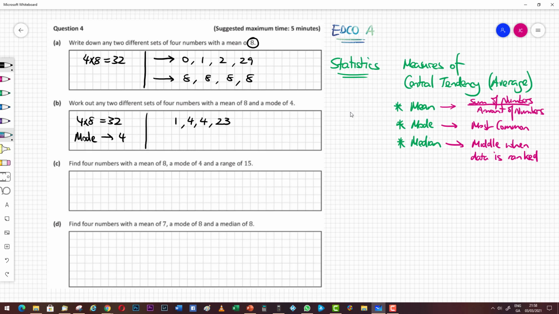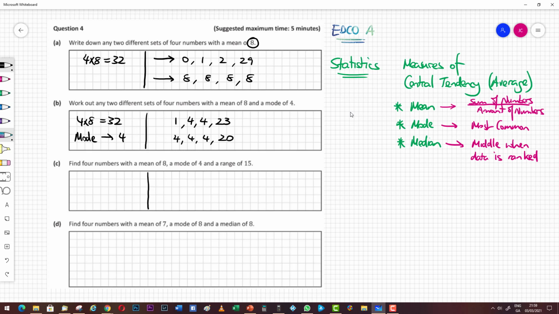Another way of doing it is I could say, well, if the most popular number is 4, let's put down 3 4s. 4 and 4 is 12. What's left to add up to 32? 20. So there's another set of numbers where the mode is 4 and the average or the mean of the numbers is 8. Part C, what are 4 numbers with a mean of 8?